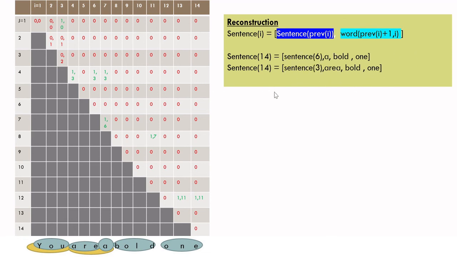Let's just fall back. So if you go to sentence 3, you're just going to get a U, right? So the two statements that we have extracted are you are a bold one, and you area bold one, right? So we have therefore extracted two different sentences using the dynamic programming algorithm, and there could be more sentences that we could have extracted based on how the words were given to us. We could have found many, many more sentences inside the same.